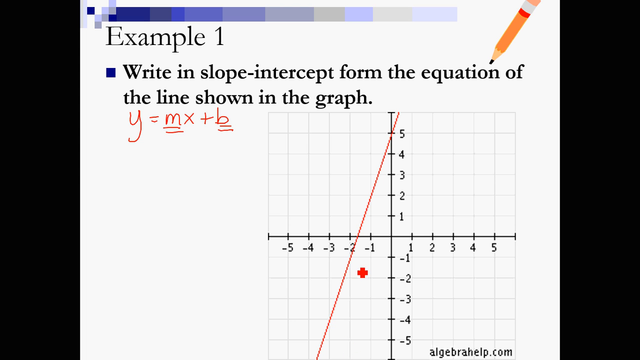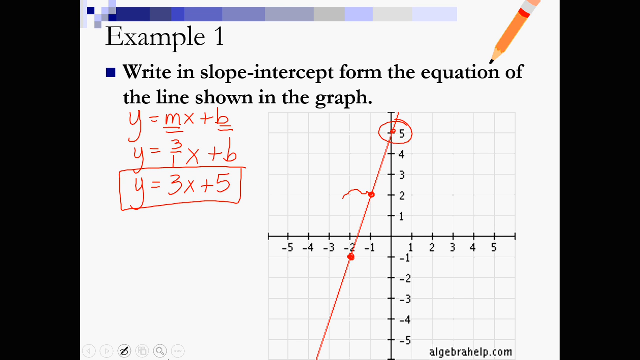So the m is the slope. I'm going to go ahead and select two beautiful coordinates here. This one and this one would be nice so I can count my slope. Rise up 3 over 1. So my slope is 3 over 1. So far I'm here. Now I need the b. The b is the y-intercept of the graph, so it's where the line crosses the y-axis. That is at a 5. So I have y equals 3x plus 5 as the equation of my line right there. That one is in slope-intercept form.